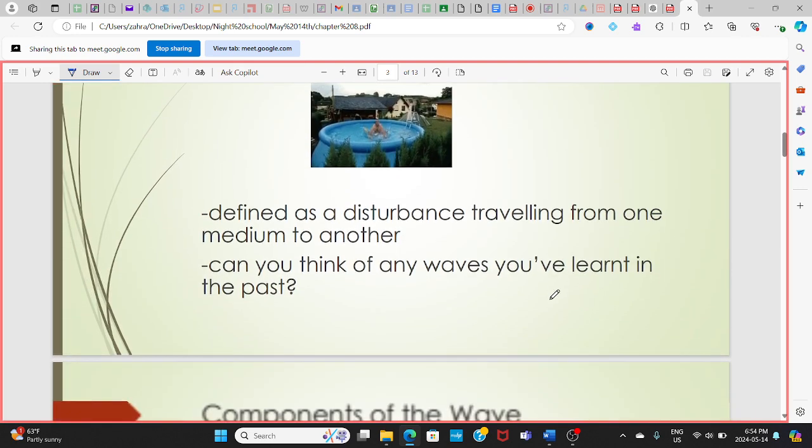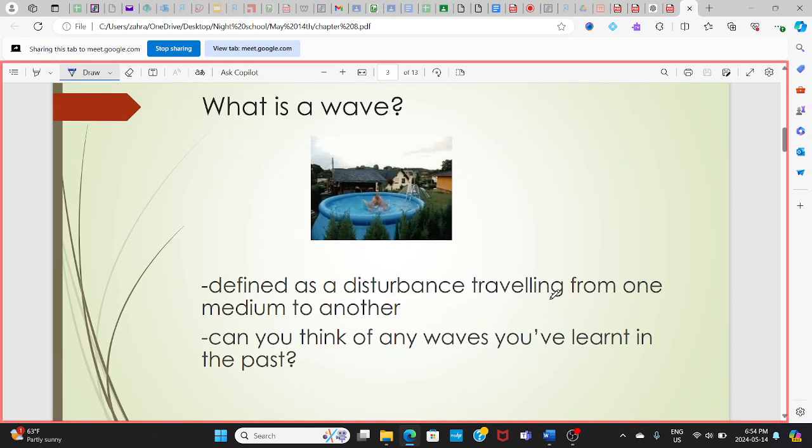Now, what is a wave? So you have seen water waves, right? When you're disturbing the surface of the water, you produce some ripples. So it's defined as a disturbance traveling from one medium to another medium. Can you think of any waves you learned in the past? You might say that there could be sound waves, the waves that you create in a rope, and so on.